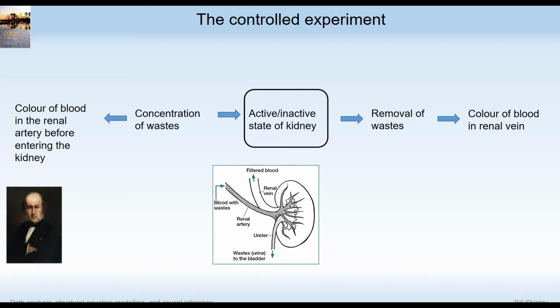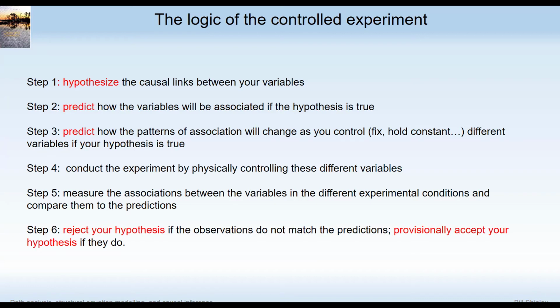And he observed that when he prevented the ureter from excreting urine, the color of the blood entering and leaving the kidney didn't change. And when he allowed the ureter to function normally, the color did change. So in this case, it's called a controlled experiment because he was physically controlling a variable of interest, that is the active or inactive state of the kidney, and then seeing whether the patterns of association between the other variables change as predicted by his hypothesis once he actually conducted the experiment. So this is the logic of the controlled experiment.